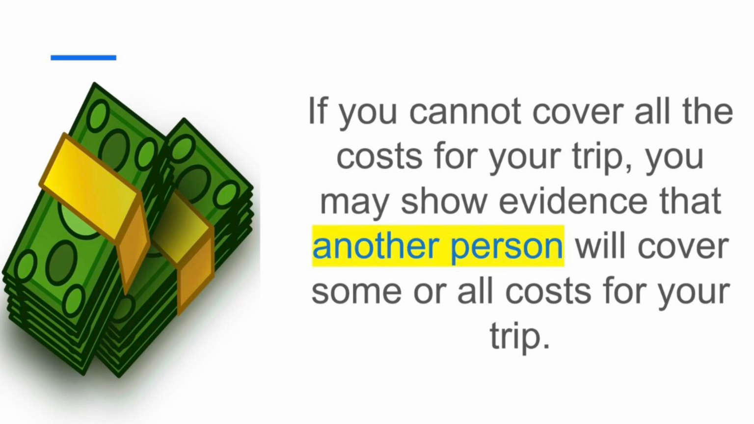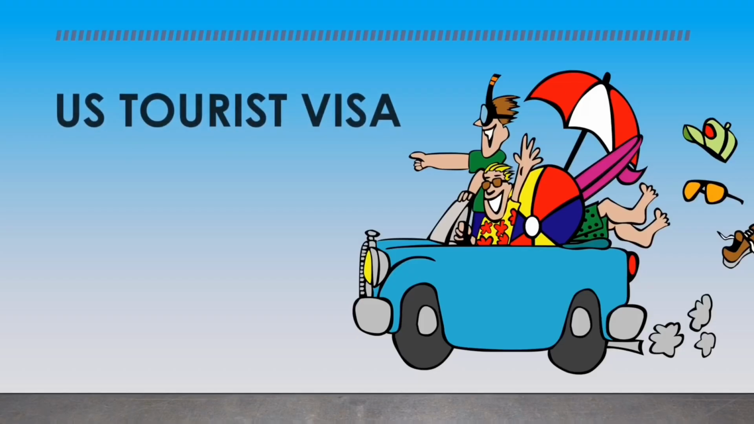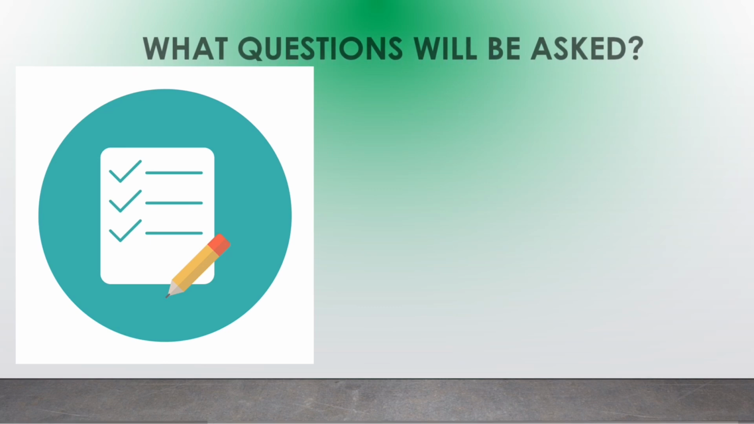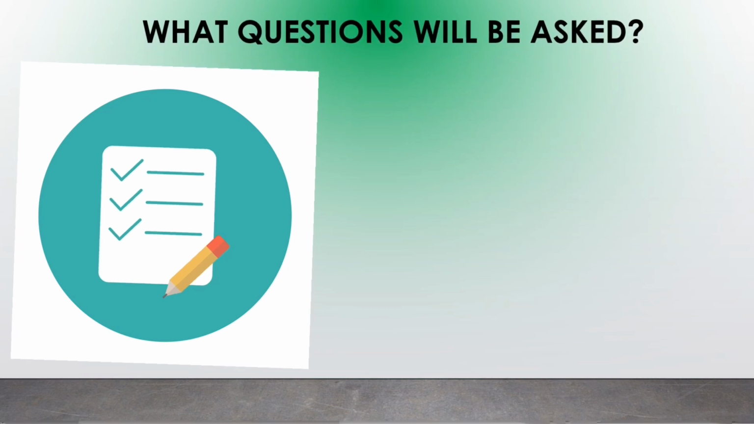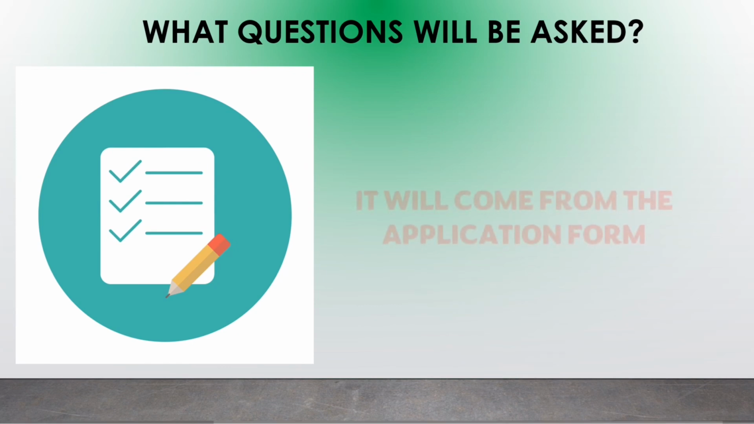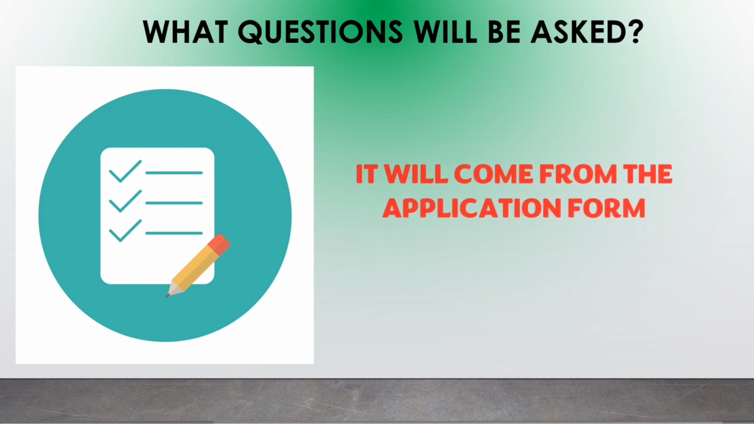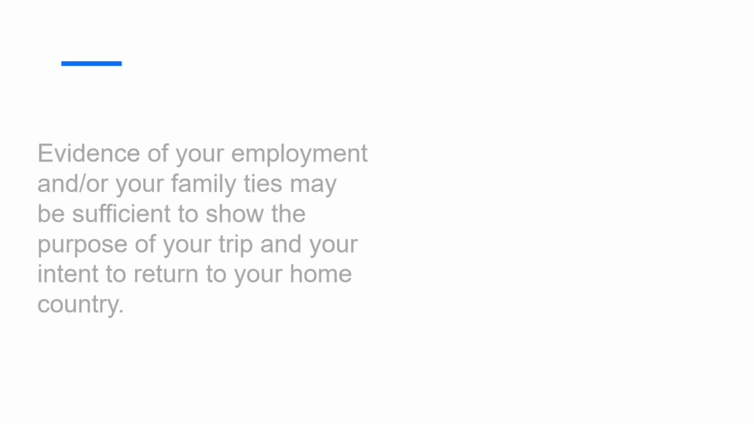If you cannot cover all the costs for your trip, you may show evidence that another person will cover some or all costs for your trip. This is where the declaration of financial support will come in when applying for a U.S. tourist visa. Please remember that during your interview, you must familiarize yourself with the answers in your application because the questions that will be asked will come from the application form, and it must match everything, including the statements from your declaration of financial support.